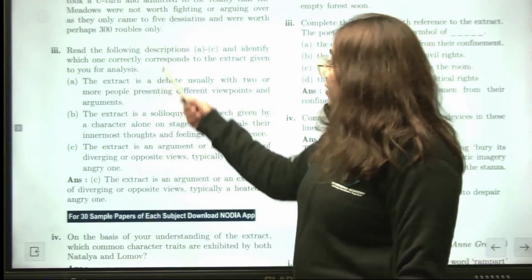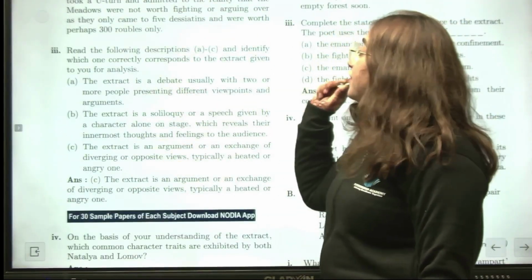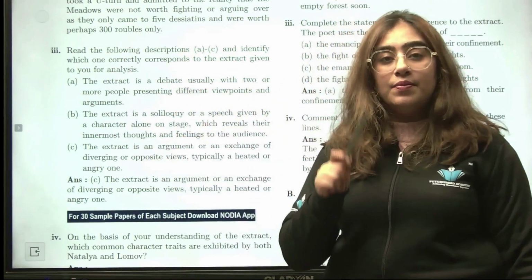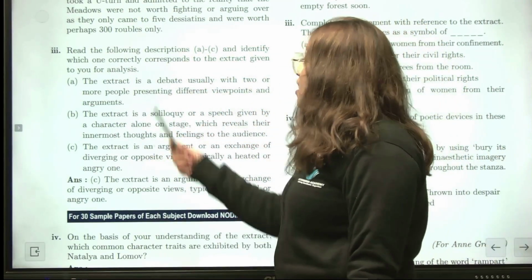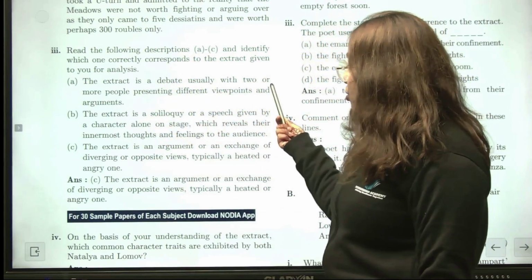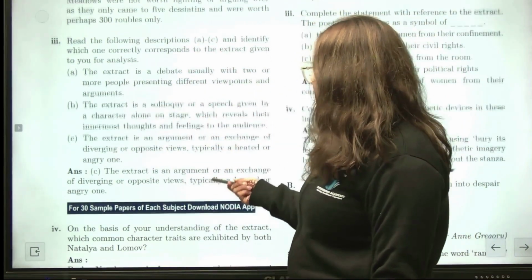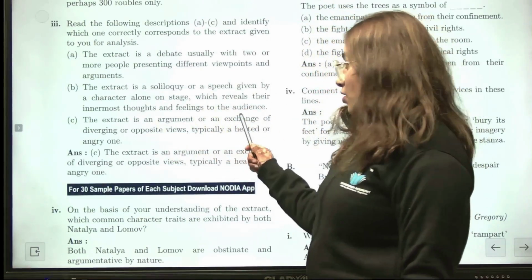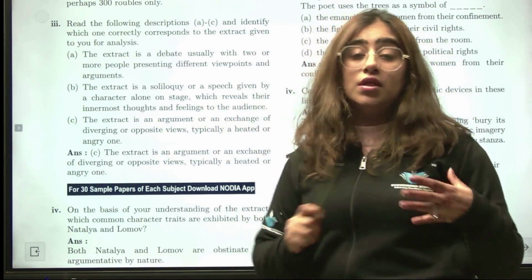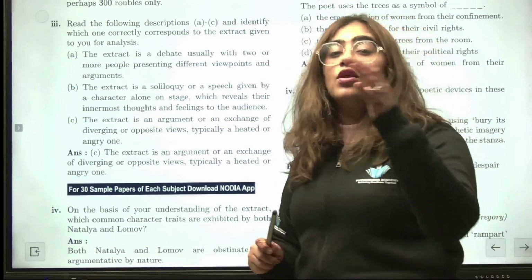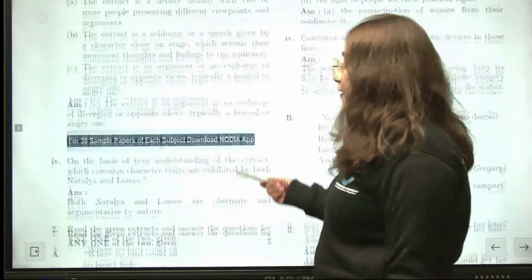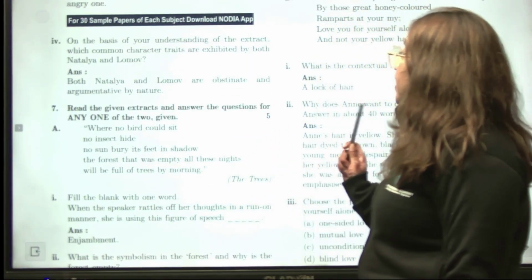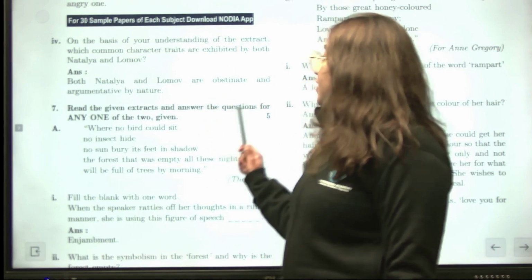Now read the following descriptions A to C and identify which one correctly corresponds to the extract. So which of these statements corresponds to the extract? A. The extract is a debate, usually with two. No, it is not a debate. It is also not a soliloquy. The extract, yes, is an argument or exchange of opposing views. The argument is between whom? Between Lomov and Natalia. Clear? So, fourth part: on the basis of your understanding of the extract, which common character traits are exhibited by both Natalia and Lomov?